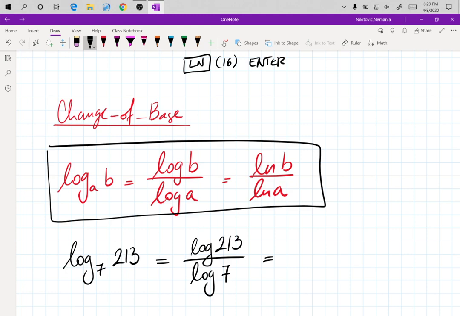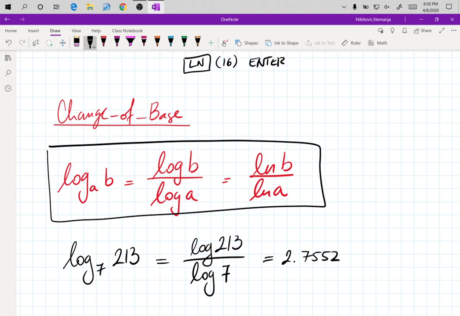So log 213, and then you have to close the parenthesis, and then you divide that by the log of 7, and you close parenthesis. The answer should be 2.7552 if you keep 4 decimals.